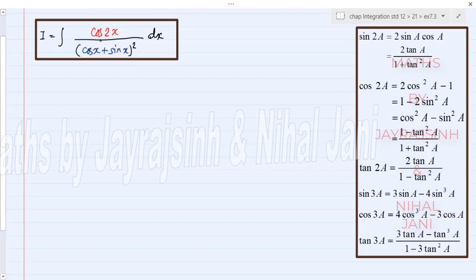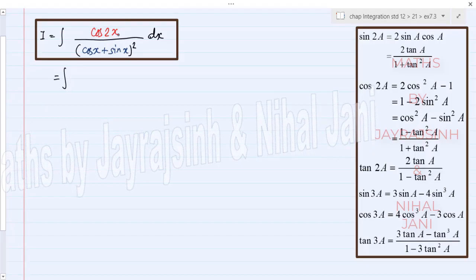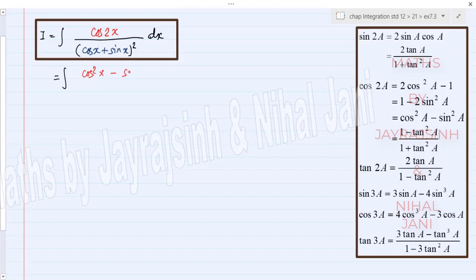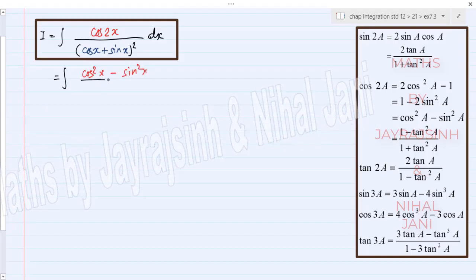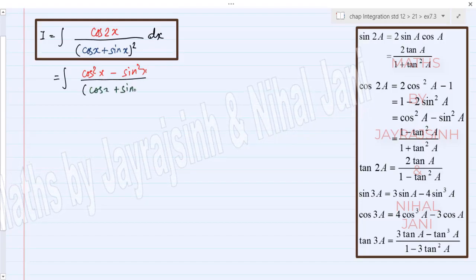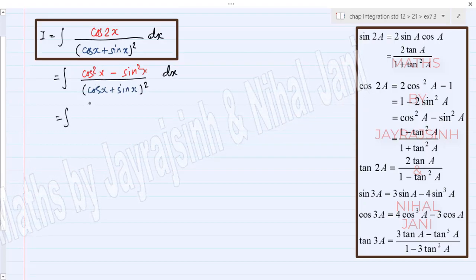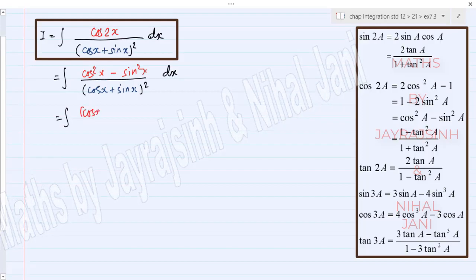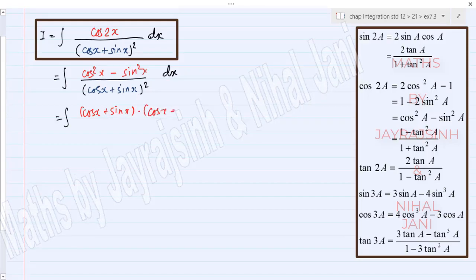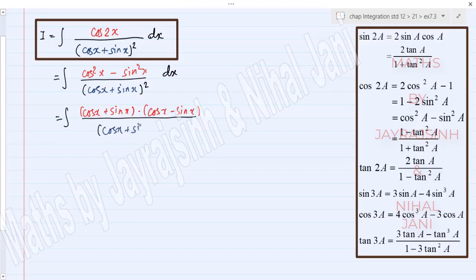Here we have integration of cos 2x upon cos x plus sin x the whole square. Let's convert this cos 2x in terms of cos square x minus sin square x upon cos x plus sin x the whole square, which will be as it is. Now we can simplify our numerator as cos x plus sin x into cos x minus sin x, upon cos x plus sin x the whole square still remaining as it is.